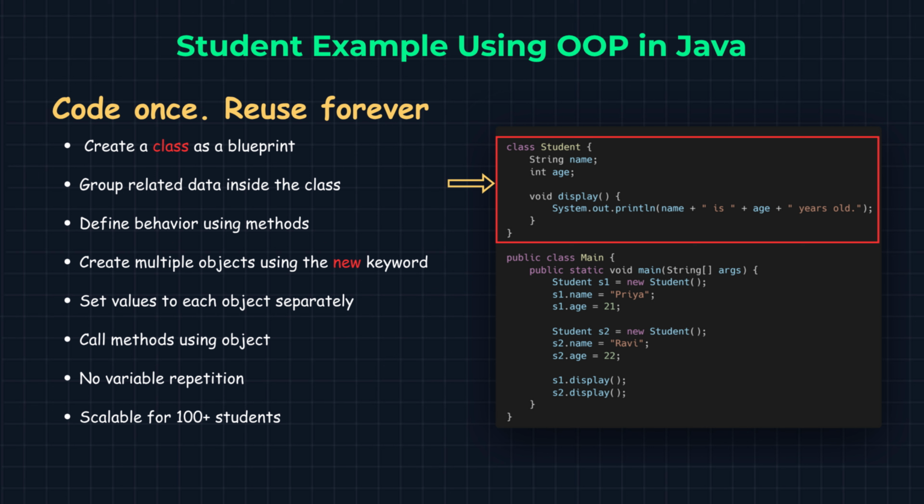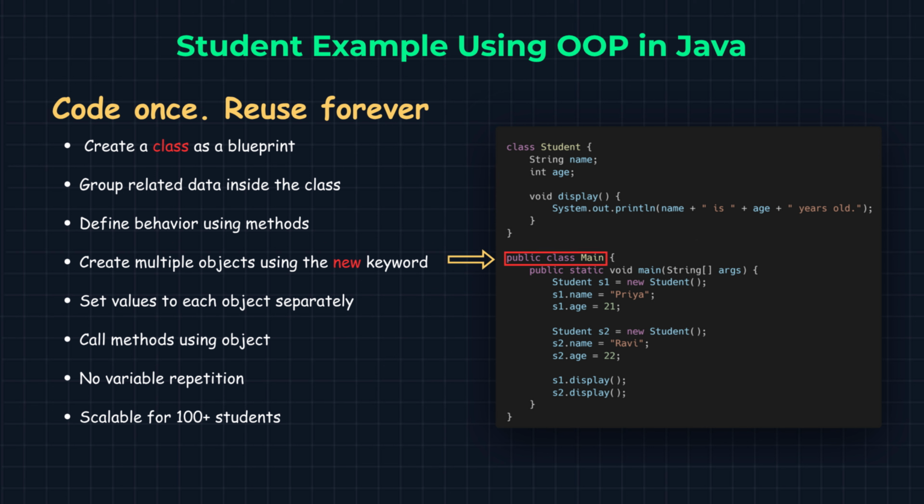And now we start the main program. Everything begins from the main method in Java. This is the main method. Java looks here to start the program. Don't worry about that public static void main now. We'll break that down in a future episode.